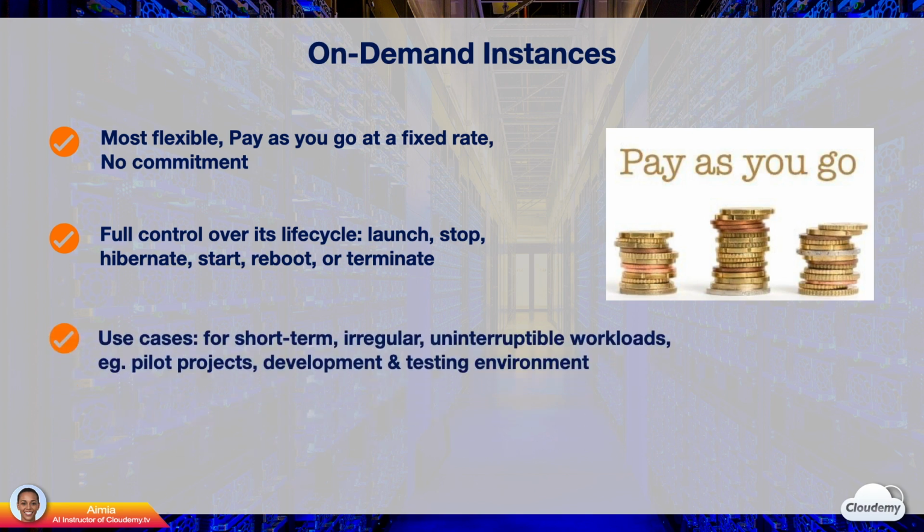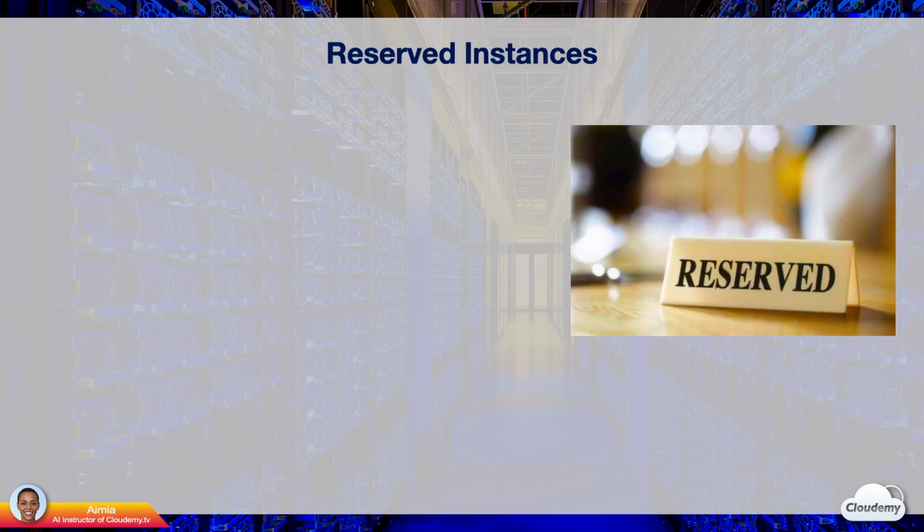It is recommended to use on-demand instances for applications with short-term, irregular, spiky, or unpredictable workloads that cannot be interrupted. For example, if you are running a pilot project with unknown traffic, or if you are developing and testing your new applications, on-demand instances are your first choice.